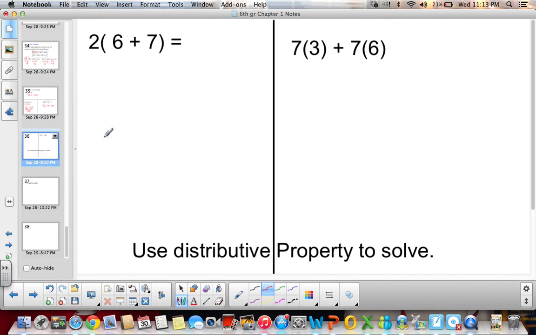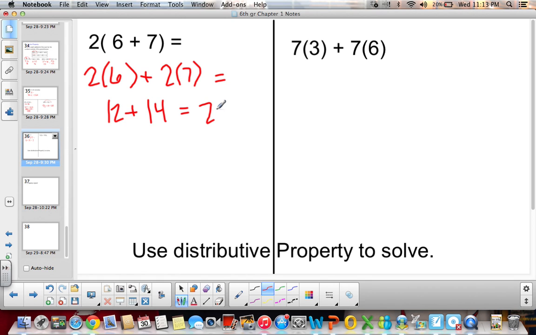Okay, I want you to use the distributive property to solve both of these, so write it out as you would using the distributive property, and then write your answer. So you would write this out then as 2 times 6 plus 2 times 7. So then we'd have 12 plus 14 would be 26.